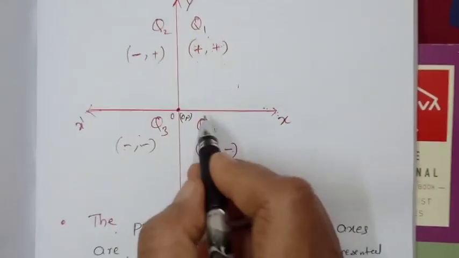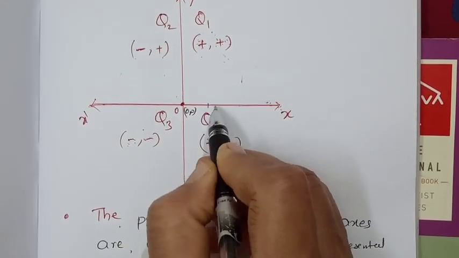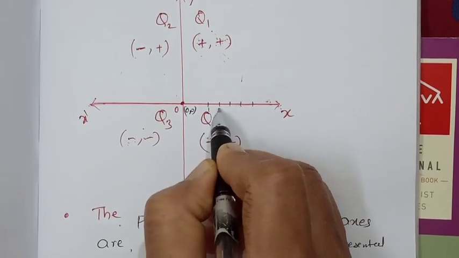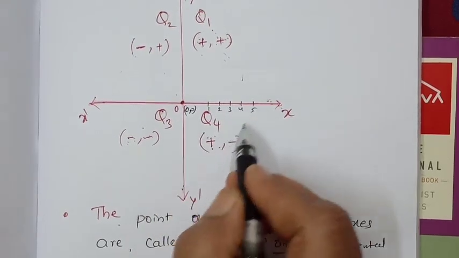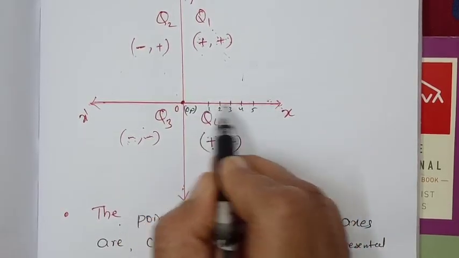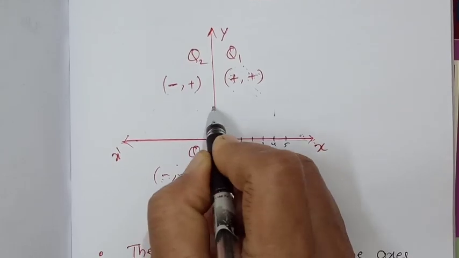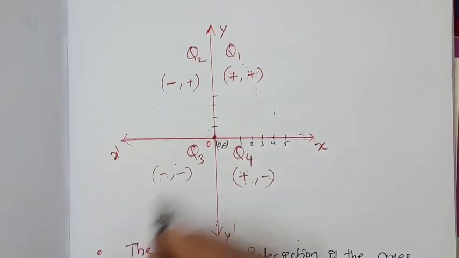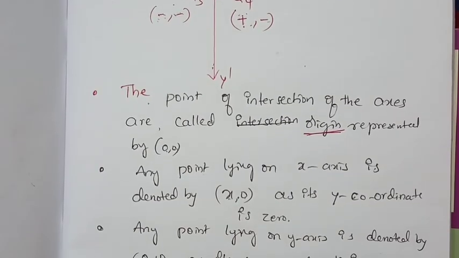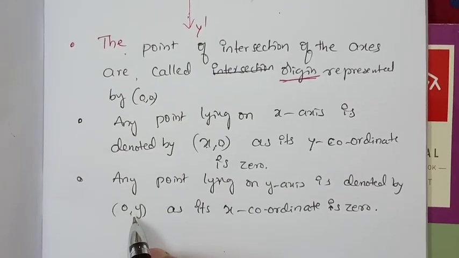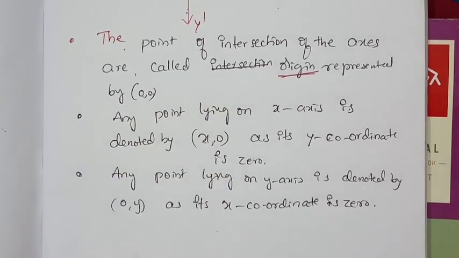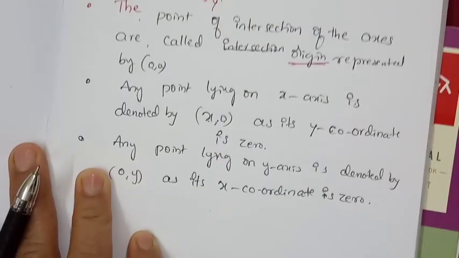So this is the x-axis. Suppose I take 1, 2, 3, 4, 5 on this x-axis, what about the y value? The y value is always 0. Next, if I take 1, 2, 3, 4 values on the y-axis, what about the x values? The x values are always 0 on the y-axis. So these are the important points.